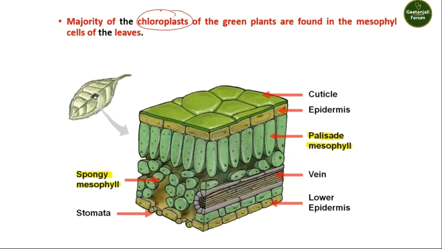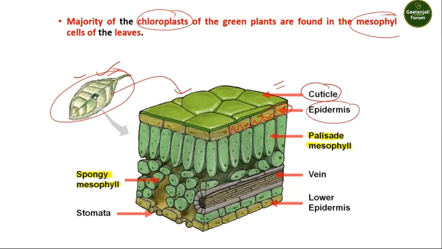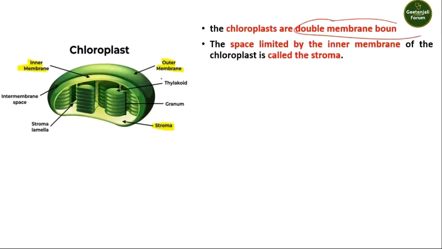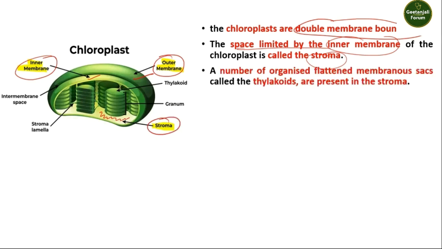Now the chloroplast. Majority of the chloroplast is found in the plant leaf, in the leaves' mesophyll cells. Mesophyll cells are of two types. The upper layer is palisade mesophyll and the lower is spongy mesophyll. Inside these mesophyll cells, there is chloroplast, where photosynthesis takes place. The chloroplast is a double membrane bound structure. You can see here, this is the outer membrane and inside it, this is the inner membrane. Thus, two membranes are present here. The space limited by the inner membrane is called the stroma. This inner membrane's inner space is called stroma.